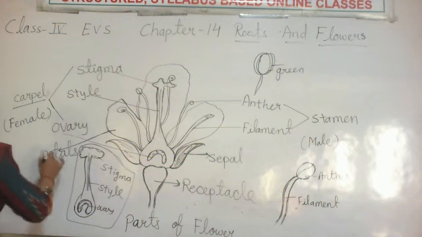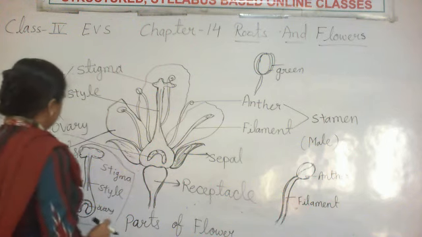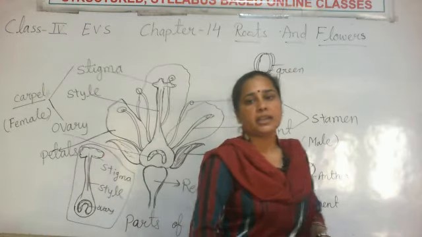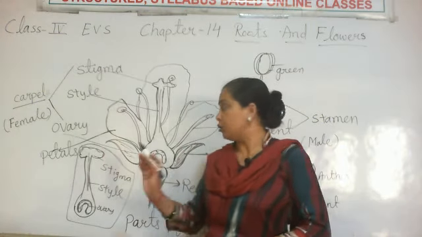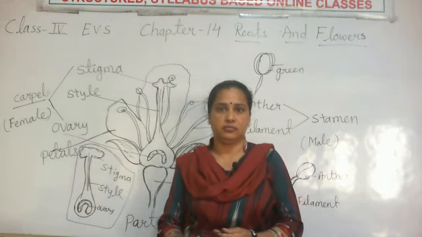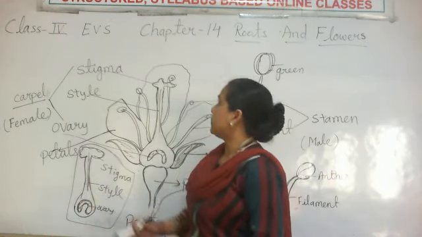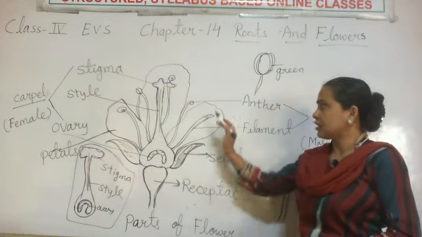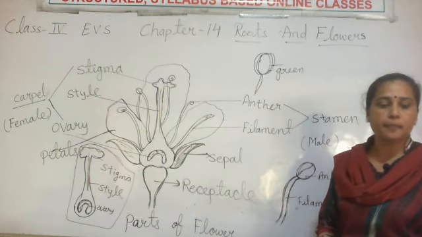Clear? Now petals. Petals are colorful. This part gives the color of the flower, and we also get fragrance from this part. Clear, students? So this is the structure of the flower.